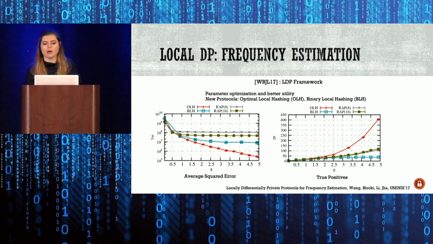Another work from Usenix 2017 also develops a general framework for local differential privacy that improves the choice of parameters, and as a result achieves better trade-offs between the privacy and the utility. And what you can see from these graphs is that as you increase the epsilon value, which means that we reduce the privacy guarantee, it achieves smaller errors and at the same time achieves higher true positives.